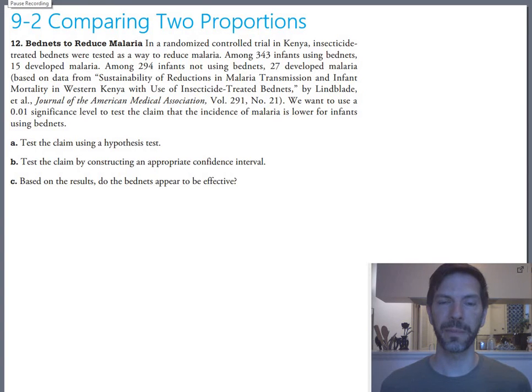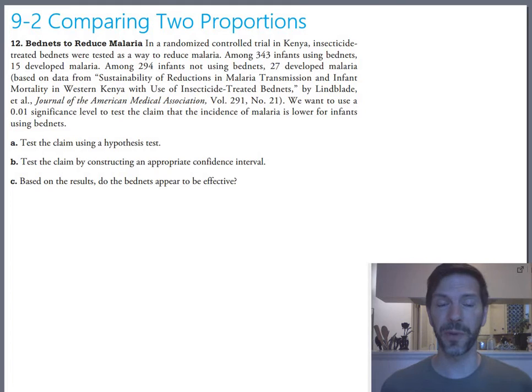Let's look at one more example from 9-2. If you totally understood what was going on from the last video, you don't need to watch this one. It's going to be very similar, but let's try to go through this one a little more efficiently and just do the whole process start to finish.